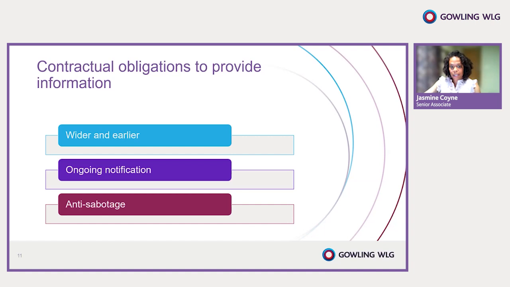Again, likely between the tender stage or from a specified date up until the end of the contract. These contractual restrictions are known as anti-sabotage clauses, which prevent the outgoing employer from effectively sabotaging the new provider or preventing a new provider from bidding for work.